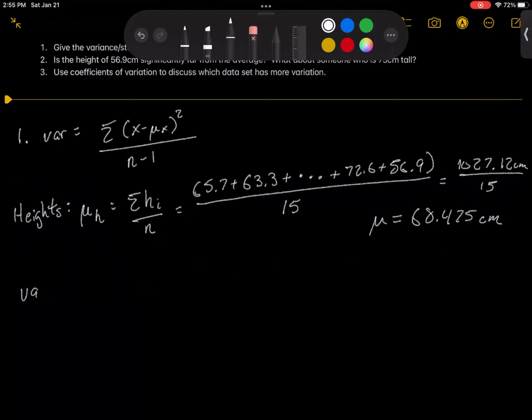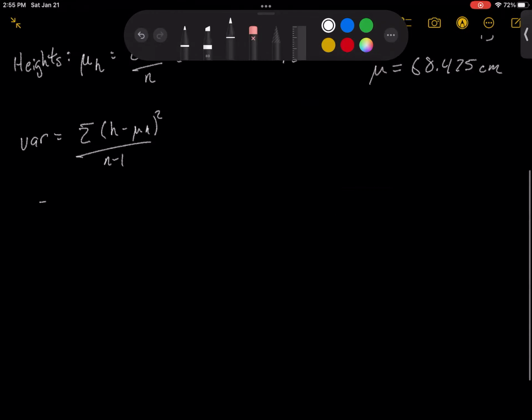So the variance, let's just write down the equation again, is the sum of the, because we're working with heights, let's call them h's. All right. So let's try to color code this. The first height that I have is 65.7. So 65.7, that's the first h in my sum.